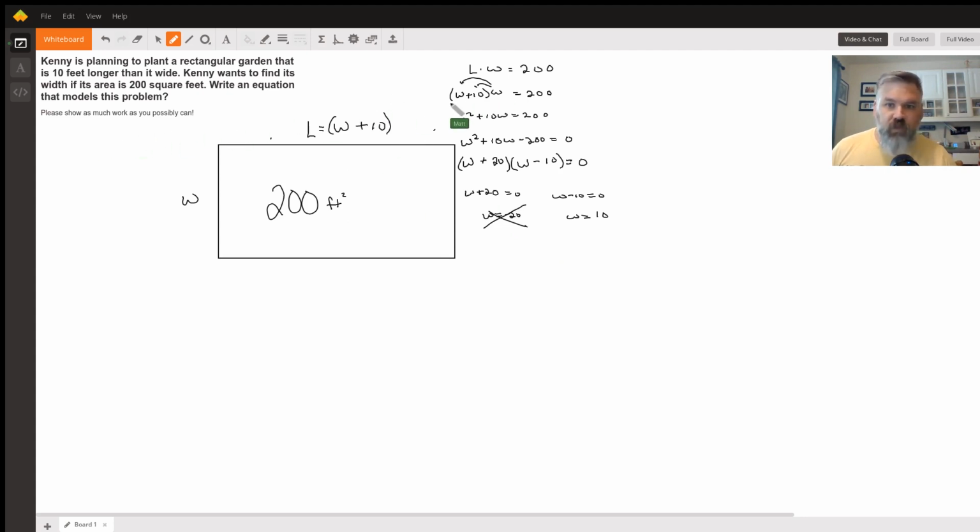But the equation that you would have done would have been right here. And you could have written it like this: W plus 10 times W equals 200. Or you could have written it like this: W squared plus 10W minus 200 equals 0. This top one would probably be acceptable to most math teachers I know, depending on what they're trying to get you to do. So there you go. Sorry I did more than I was supposed to.